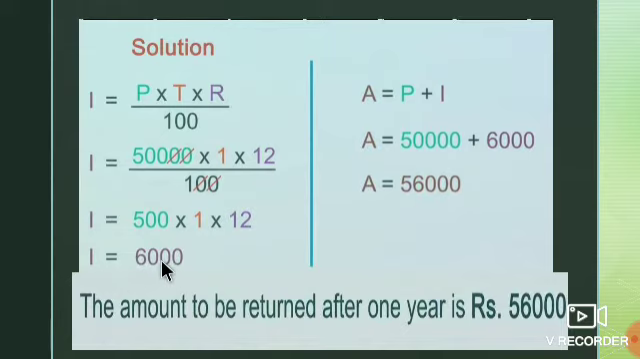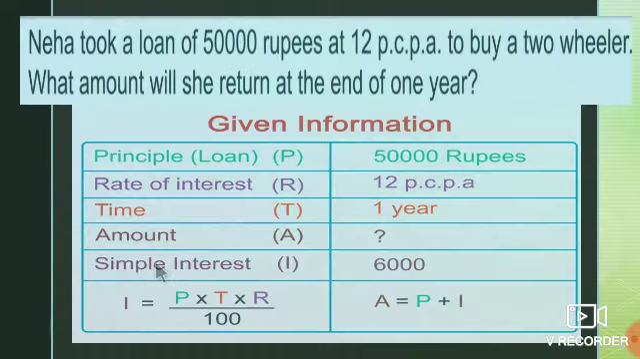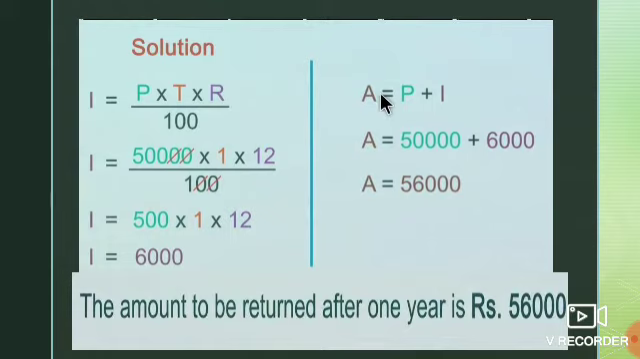So the interest is 6,000. But what is asked in the question? What amount will she return? This amount we have to find out. The principal is given, 50,000, and the interest we have calculated now. So the amount is equal to principal plus interest: 50,000 plus 6,000 is equal to 56,000. This lesson is very easy, students. You only have to use these two formulas and solve the example. So the amount to be written after 1 year is 56,000.